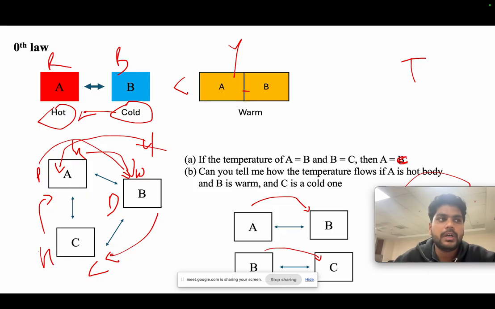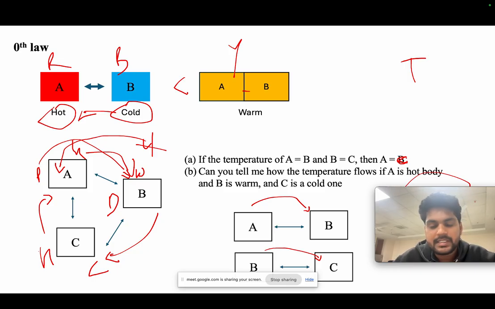And the use of this example is how the thermometer was identified using these systems. Suppose you have two different temperatures at point A and point C, and using one thermometer scale you can say what the temperature difference between A and C is. This is how the basic zeroth law is defined.